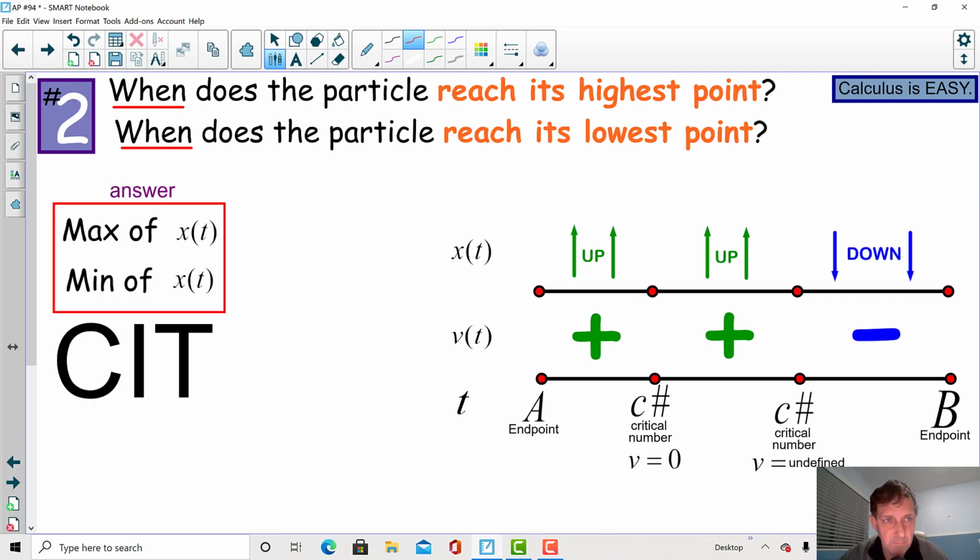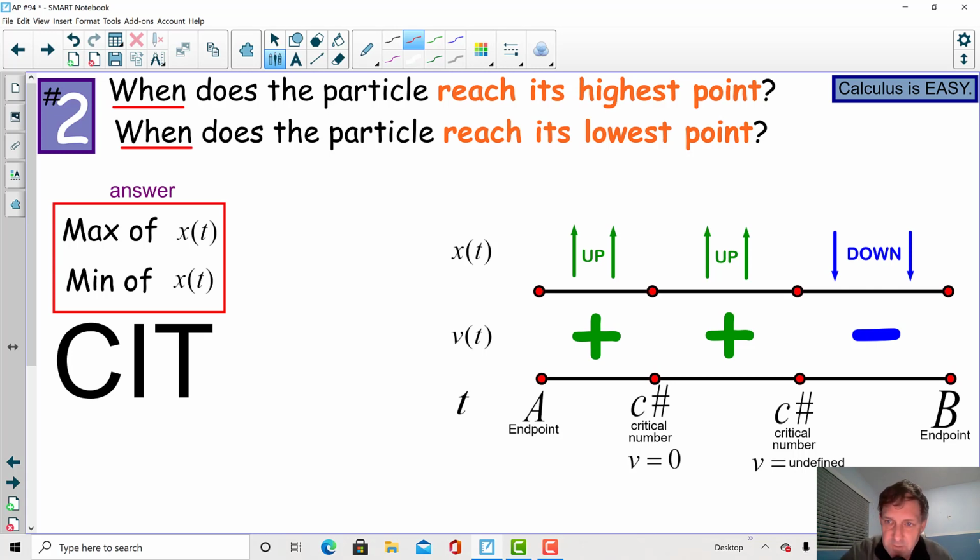So here's our second example. It says, when does the particle reach its highest point? And then also, when does it reach its lowest point? So instead of going left and right, we are going up and down. And usually when we go up and down, it's called y of t, not x of t. But in this example, they are calling it x of t. So this is basically just the same chart, but instead of going right and left, we're just going up and down.